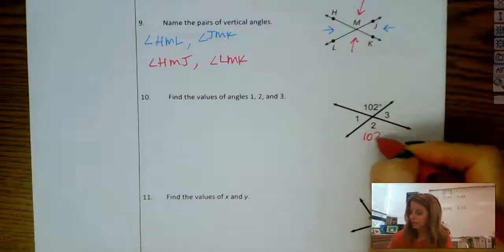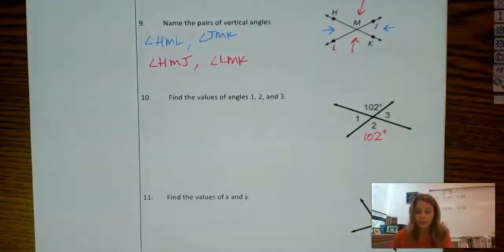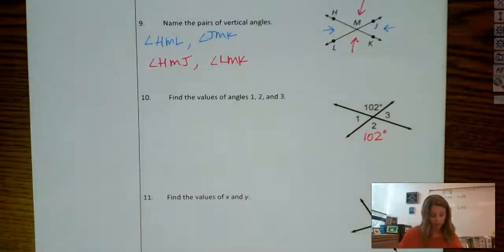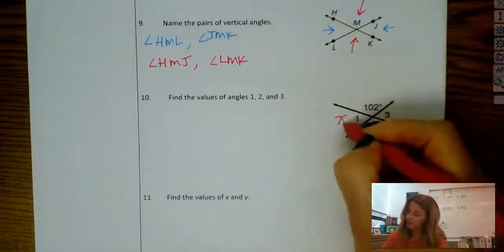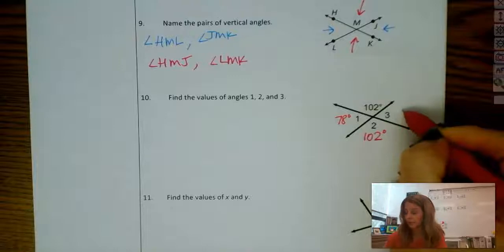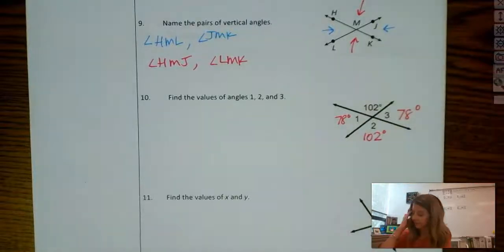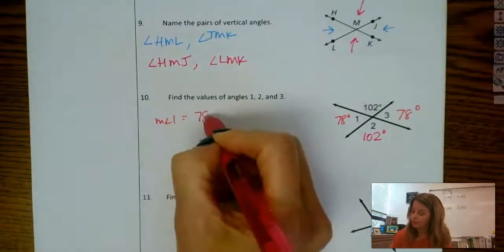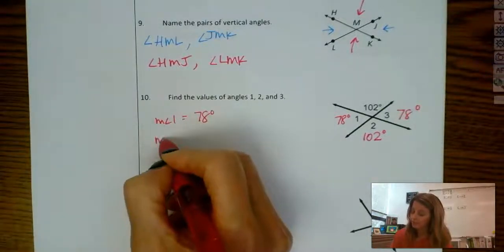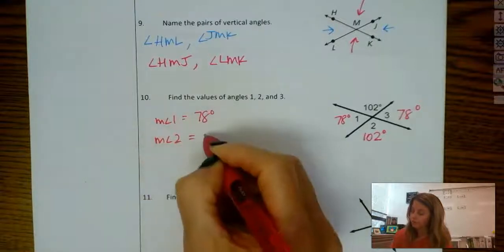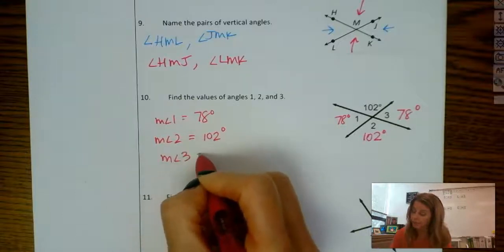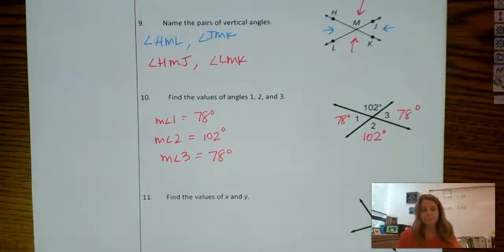I tend to always fill the vertical angles in first. So I've got 102 there. And now I can take 180 and take away 102. 180 minus 102, I get 78. If that one is 78, 3 is a vertical angle to it, so it's going to be 78. So the measure of angle 1 is 78 degrees. The measure of angle 2 is 102 degrees. And the measure of angle 3 is 78 degrees.